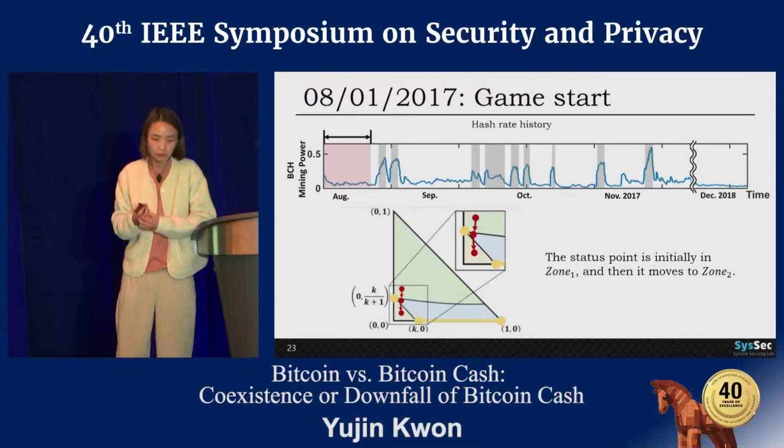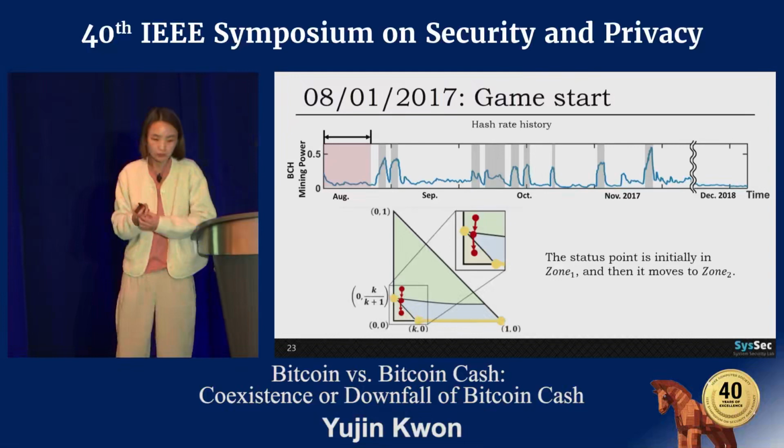And at the game start, the point moves downward, as shown in the figure below. Specifically, the state point is initially in zone 1 and then goes down to zone 2. After that, the state moved to zone 3, where fickle mining is most profitable. So the hash power involved in fickle mining largely increased. In the triangle figure, you can see the red and black arrows. The red arrows mean the movement of hash power in agreement with our theory, while the black arrows are the movement deviating from our theory.